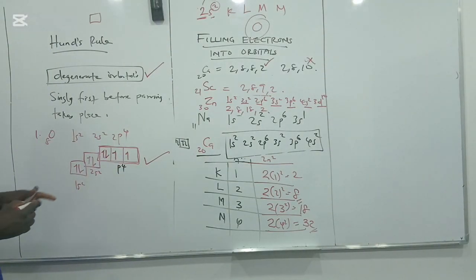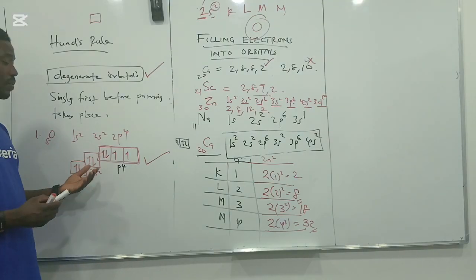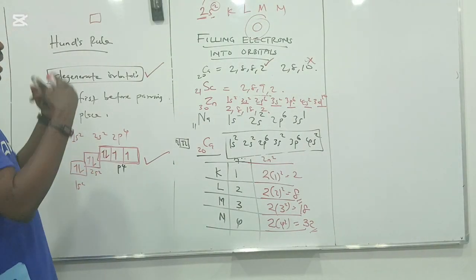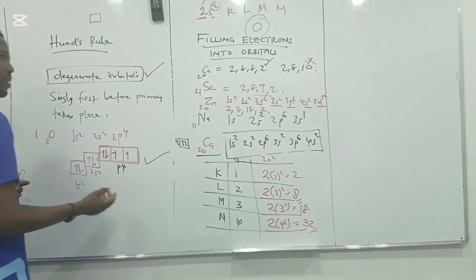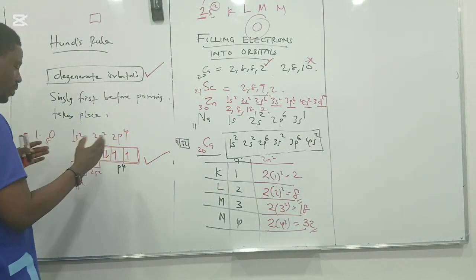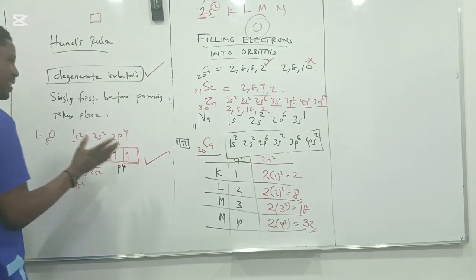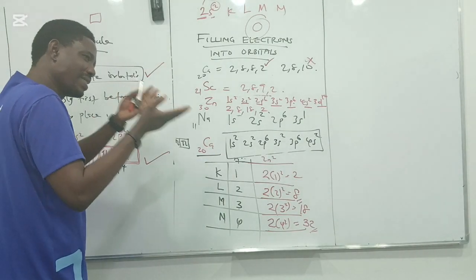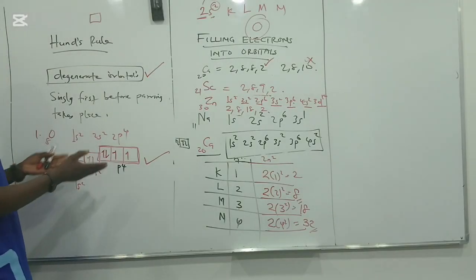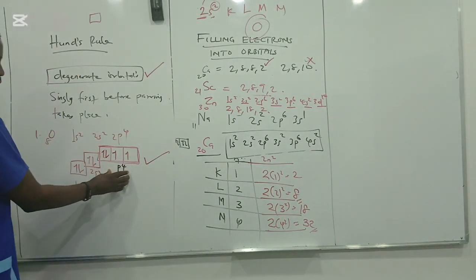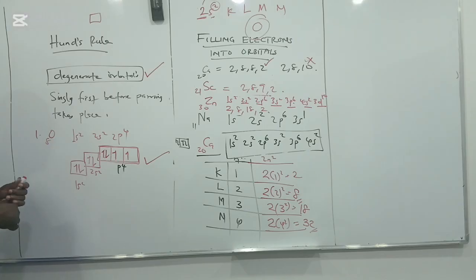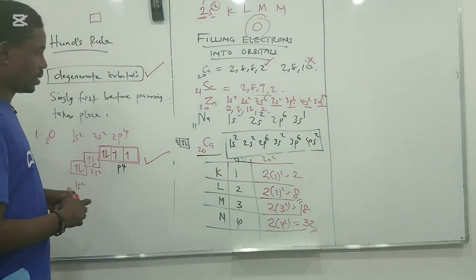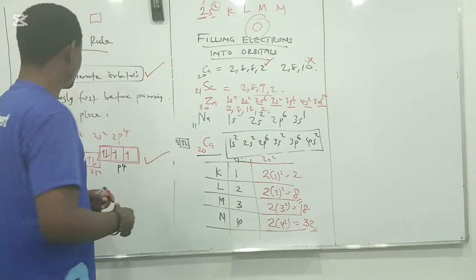All right, and this particular rule, we can use it to identify or calculate the number of unpaired electrons, because we fill singly first, that is unpaired, before we pair. So after pairing, how many electrons still remain single? How many still don't have partners? Okay, so we can use Hund's rule to calculate the number of unpaired electrons in an atom. All right, let's quickly get into that and see.